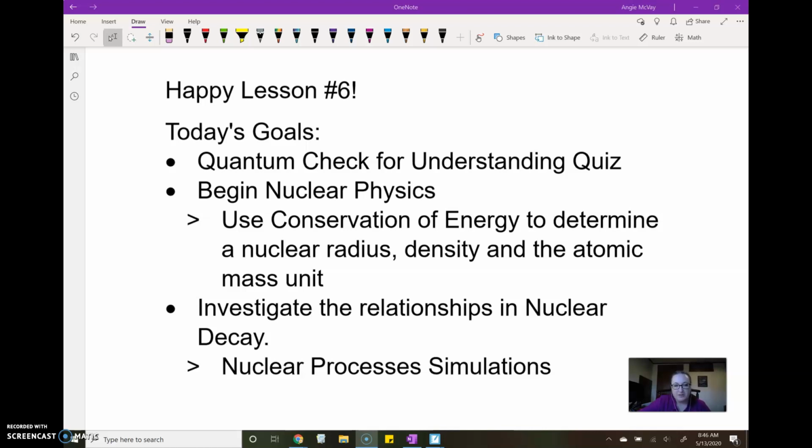Today, we're also going to start the nuclear physics portion of our modern physics unit, and we'll look at the Rutherford gold foil experiment and talk about how we use conservation of energy to determine the radius of a nucleus and a nucleus's density, and define what's called the atomic mass unit. And then you're going to, as homework, investigate relationships in nuclear decay. Okay, let's get started.